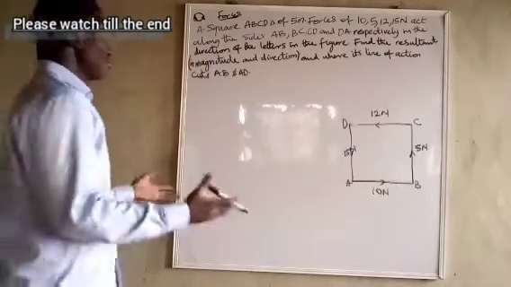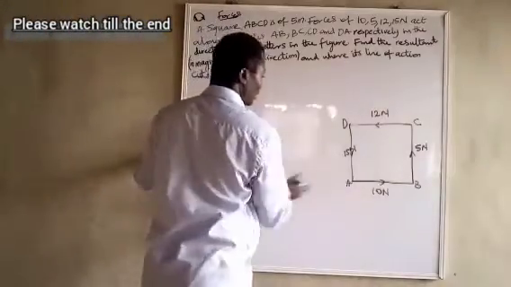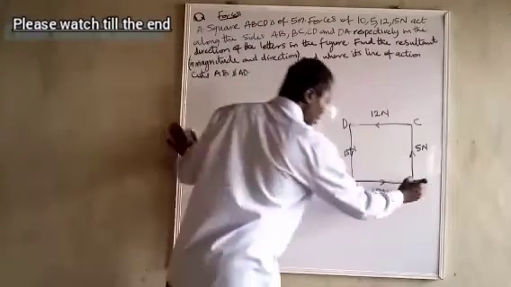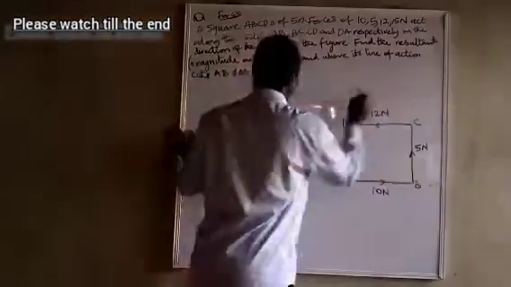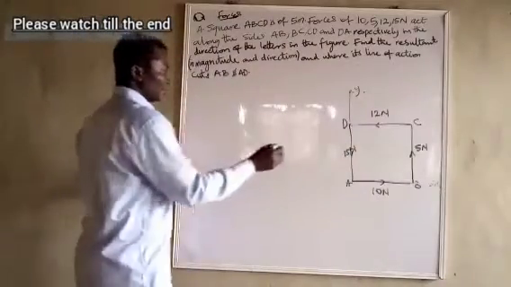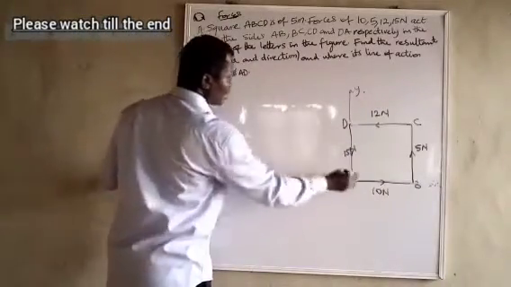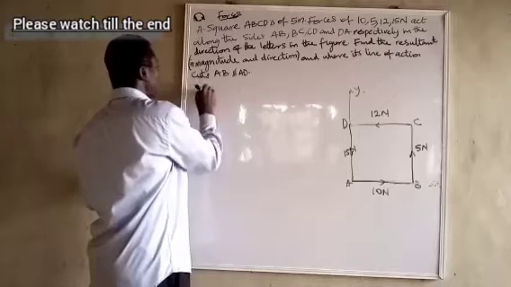Now, to find the magnitude is very easy. We just need to get the components along the x and y direction. Let's make this x direction and this y direction. So, to resolve along two perpendicular components and direction. Now, let's say the resultant is R.